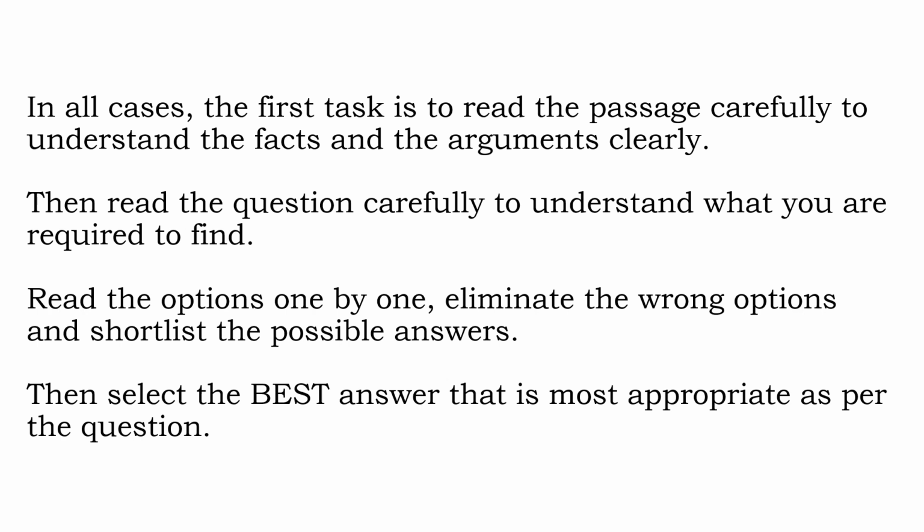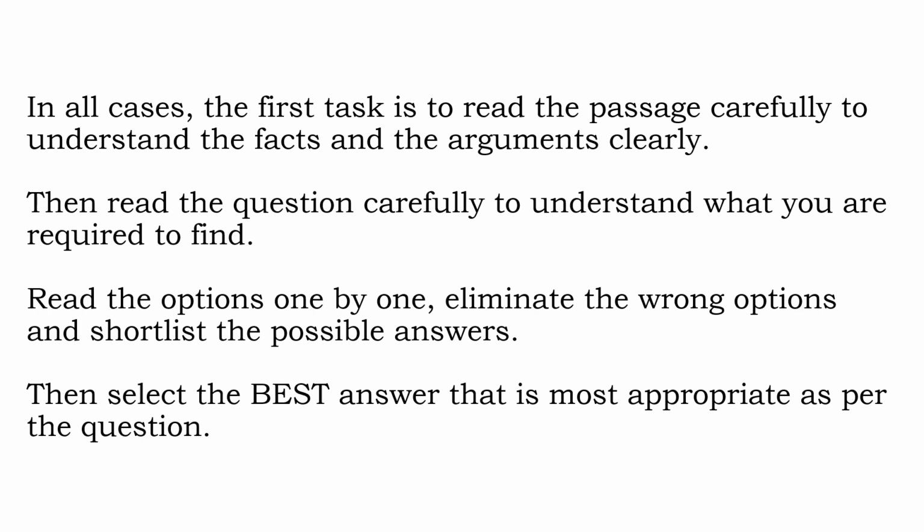Then read the options one by one, eliminate the wrong options, and shortlist the possible answers. This is called the elimination process in critical reasoning questions and in RC passages. This is the best method that you can use. Once you have understood the facts given in the passage or the paragraph very clearly, and you have understood the question properly, then you can easily do the elimination process. All the wrong options that are not going to be the best answer for your question, you can directly eliminate.